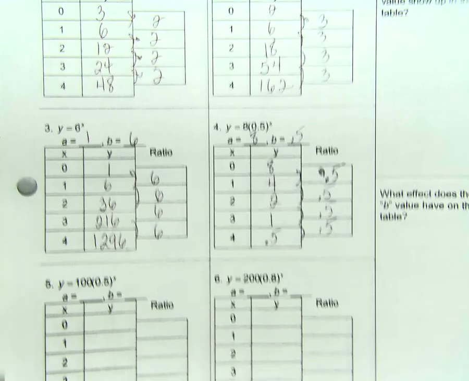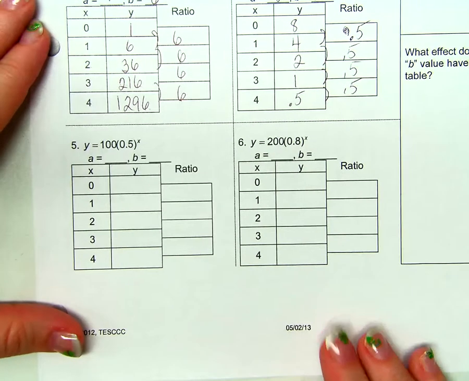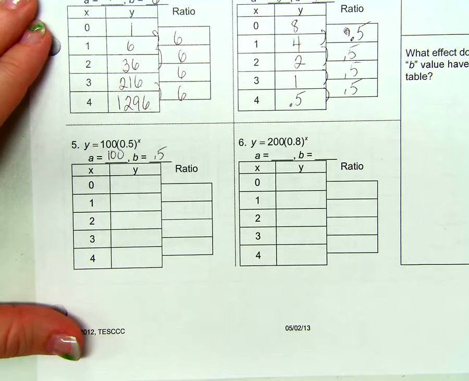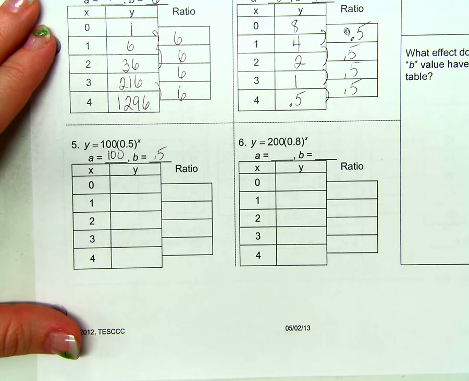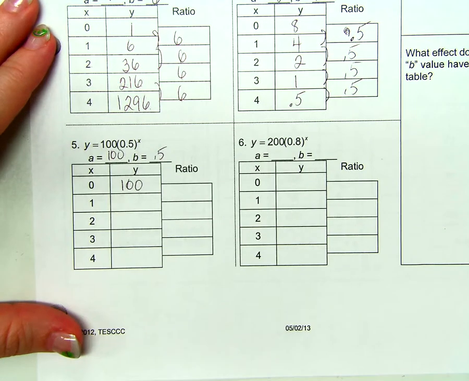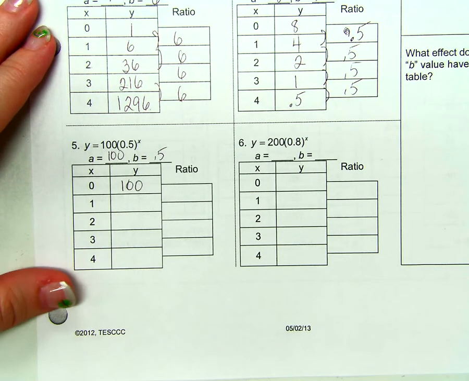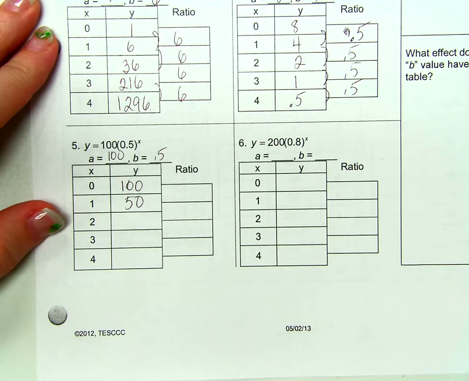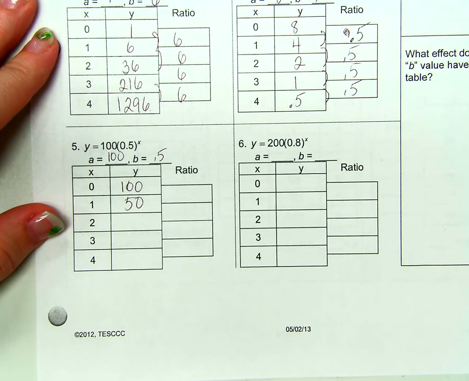Number 5. A, 100. B, 0.5. Okay. 0.5 to the 0 power: 1 times 100, 100. 0.5 to the first power: 0.5 times 100, 50. 0.5 squared is 0.25.